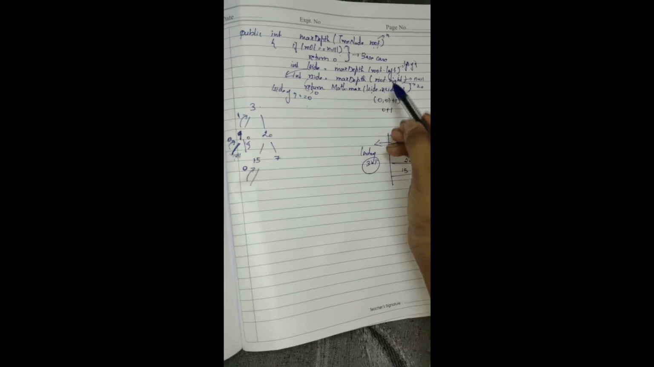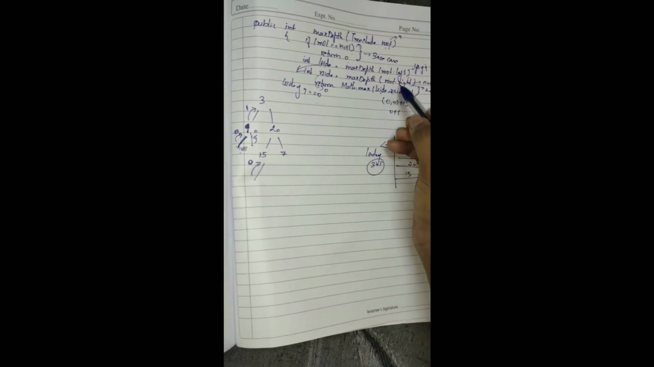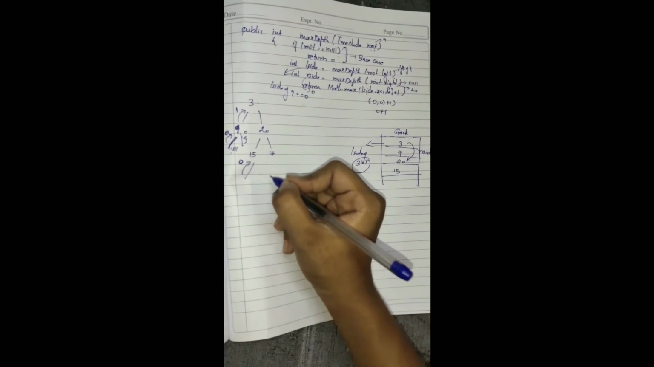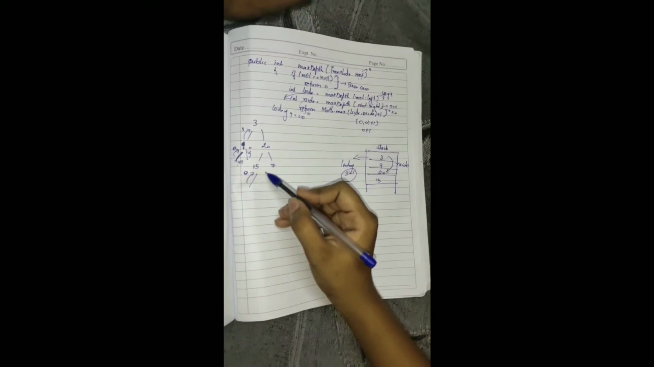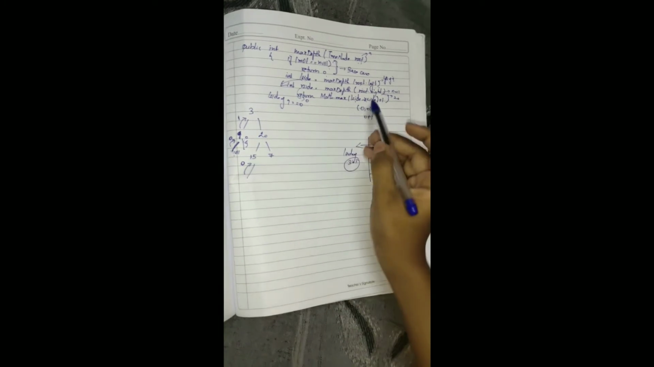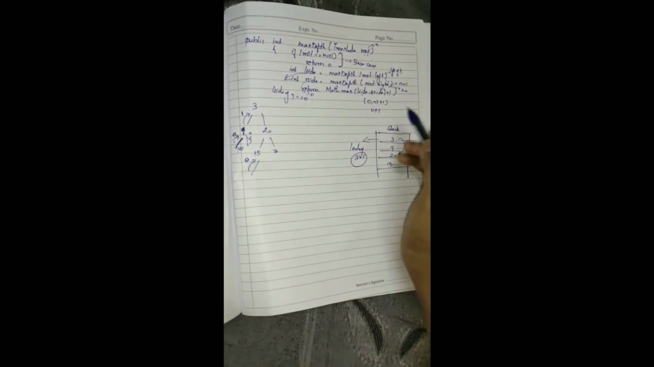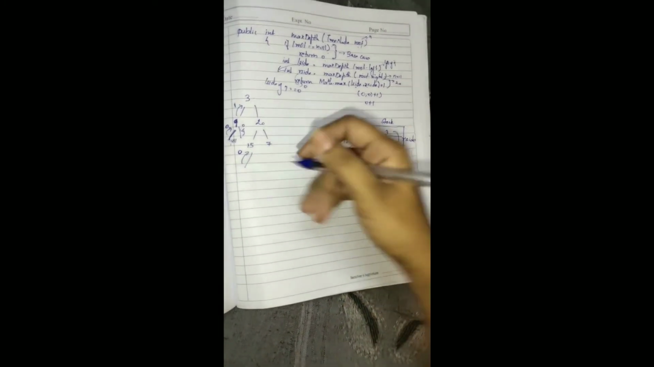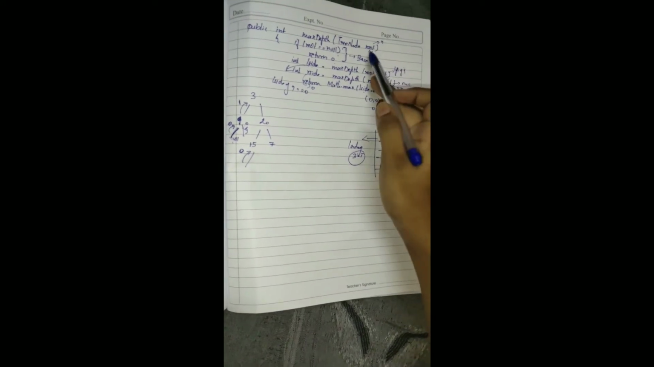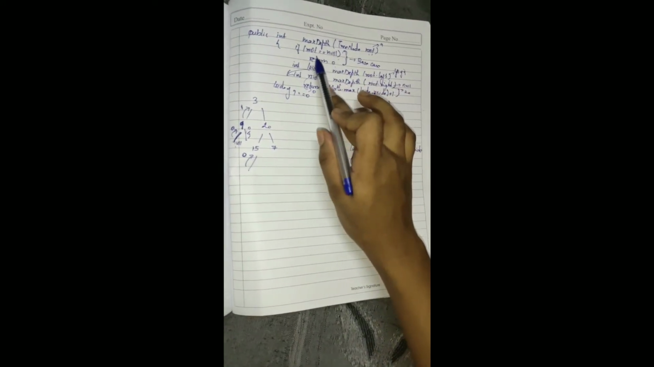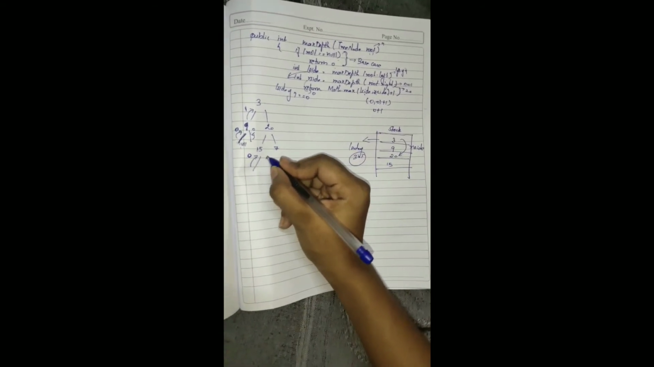Now we are going to find it for the right side of 15. Right side of 15 is root dot right, and root dot right gives the value null, because right of 15 is null. So now root will become null, and null is equal to null, so it returns the value 0. So right side of 15 also returns the value 0.